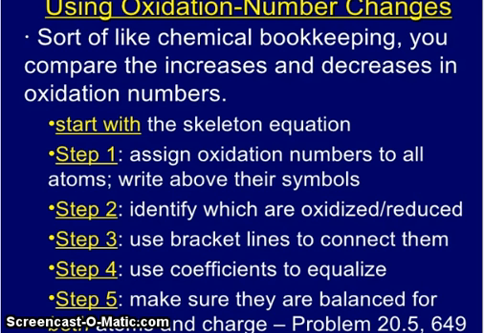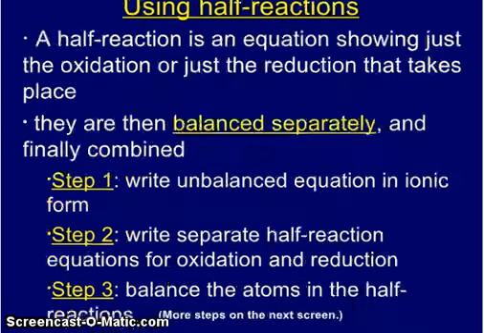Start with the skeleton equation. Step 1, assign oxidation numbers to all atoms, right above their symbols. Step 2, identify which are oxidized and reduced. Step 3, use bracket lines to connect them. Step 4, use coefficients to equalize. Step 5, make sure they are balanced for both atoms and charge.